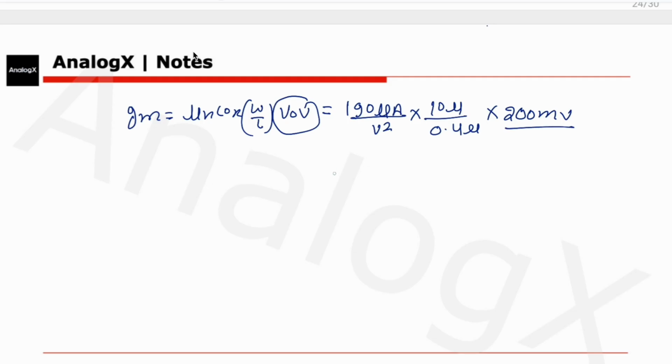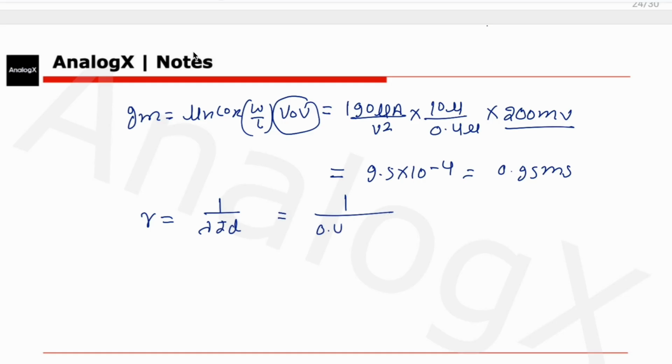When you calculate, this will come as 9.5 into 10 to the power minus 4, that is 0.95 millisiemens. And what is R naught? R naught equals 1 by lambda ID, that is 1 by lambda, which is 0.4 volt inverse, into ID, which is 100 microampere.